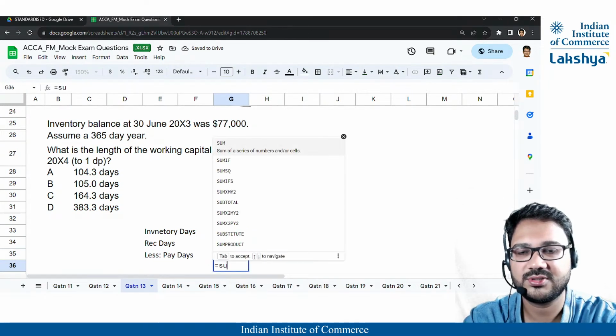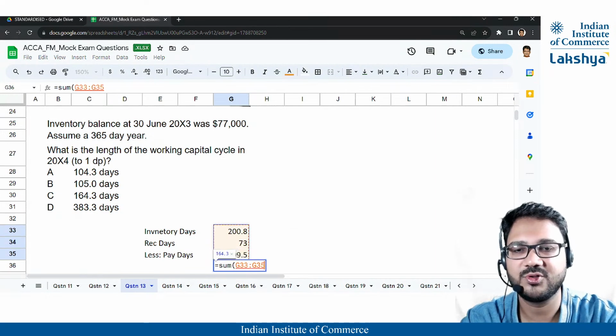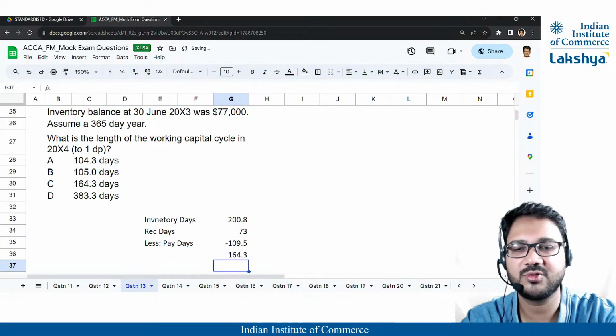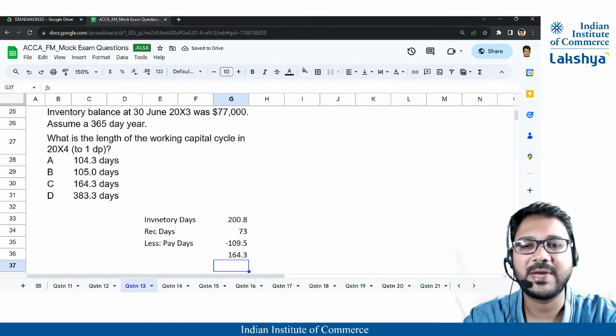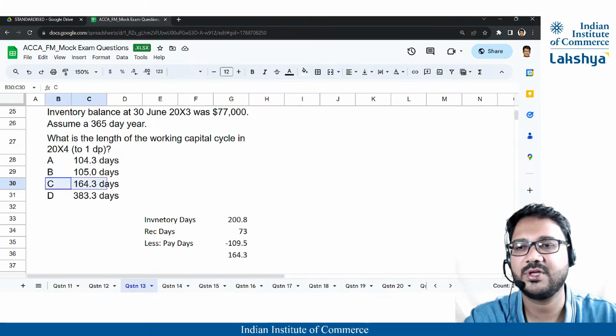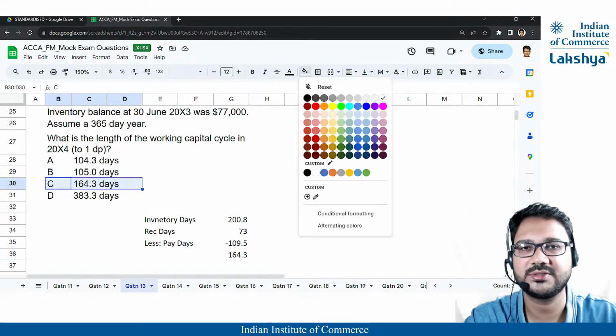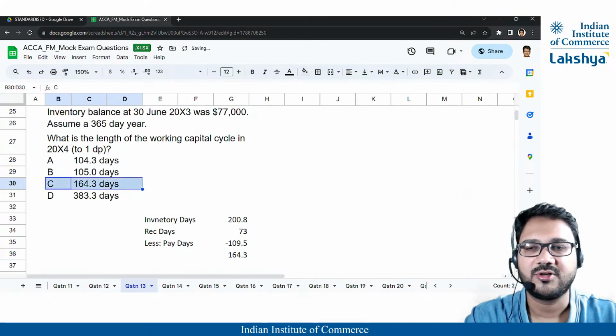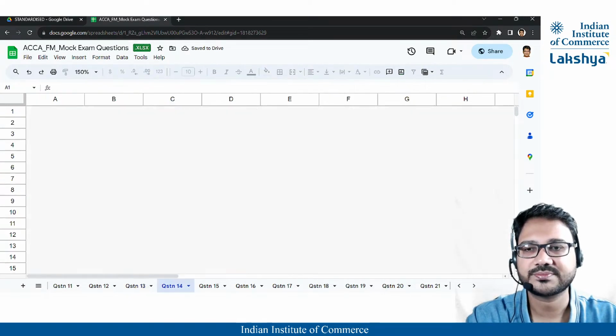So then you can just see, if you don't write negative, then you can't add all of them, you will minus them. So we have 164.3 days. All right, so C is the correct answer.